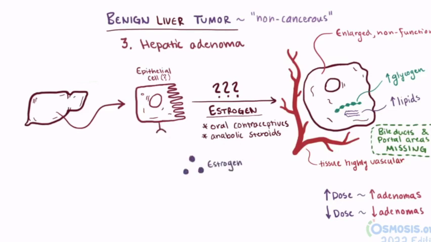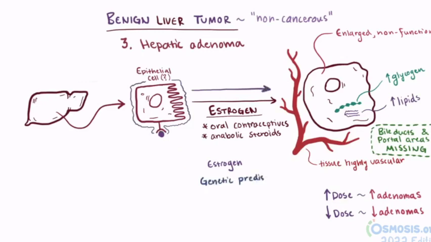One theory is that the estrogen might bind to estrogen receptors on the hepatocytes themselves and cause conversion of these hepatocytes into hepatic adenoma cells, though it probably has a lot to do with genetic predisposition or specific genetic mutations in combination with estrogen-based therapies.